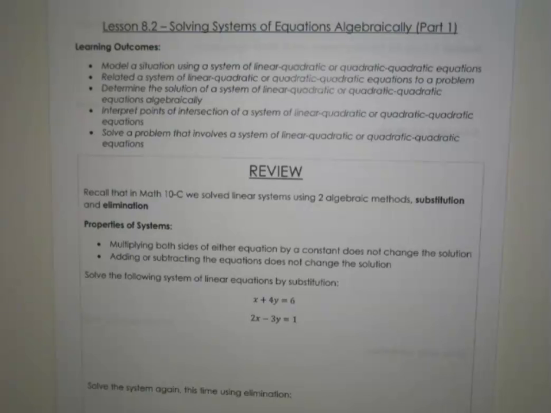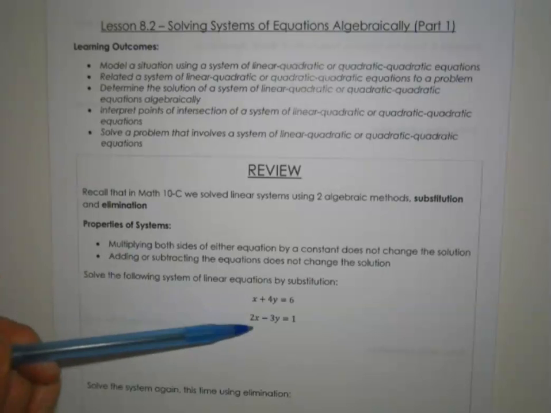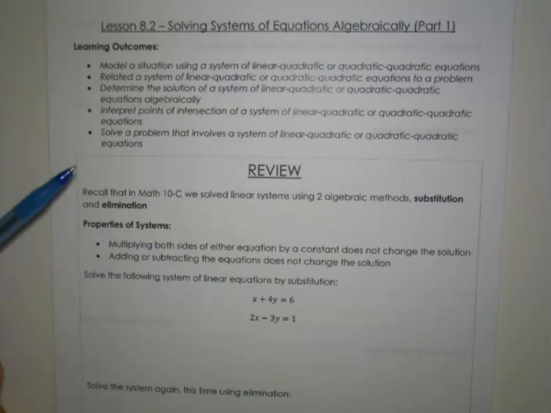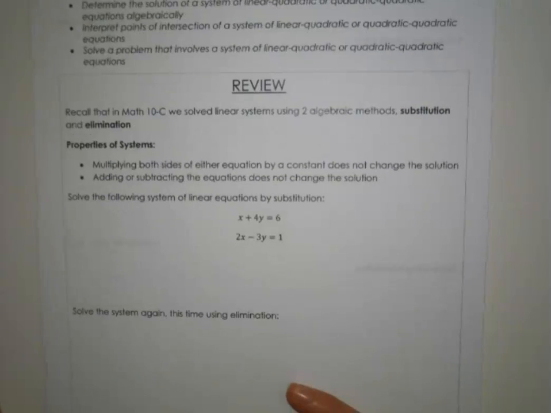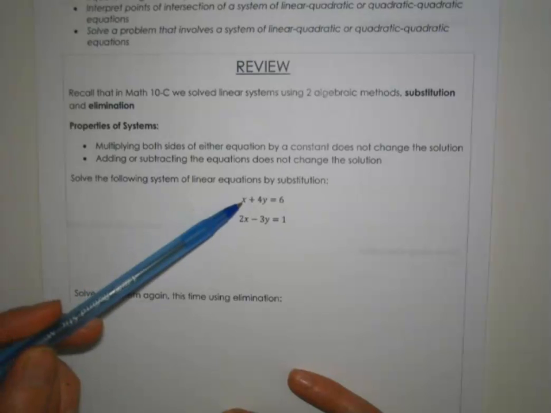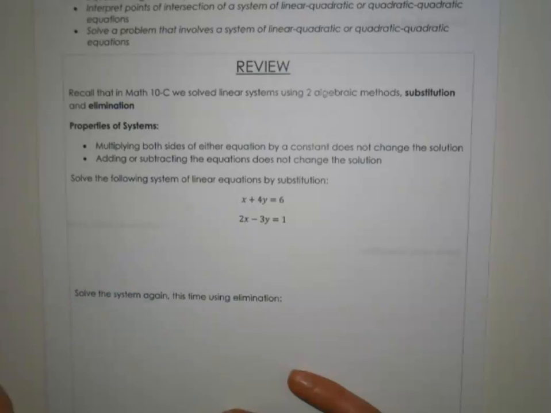If you remember in the last lesson, we discussed different types of systems that we're looking at in 20-1 and the types that we looked at in 10C. In 10C, we looked at systems that were linear, like this, where you don't have any x squared component. As we move into 20-1, we're making it a little bit more complex by looking at linear quadratic systems and quadratic systems. Those are where one is like this and the other one has the squared variable, or where both of them have a squared variable.